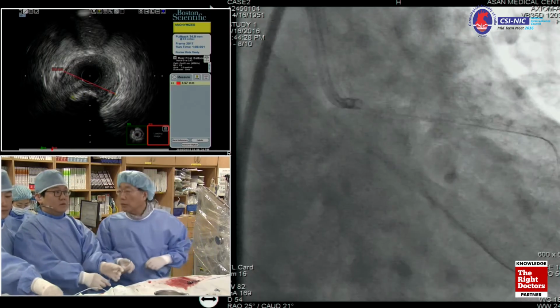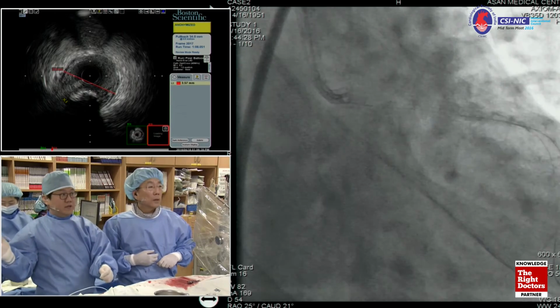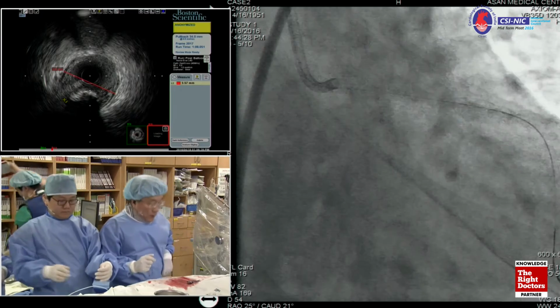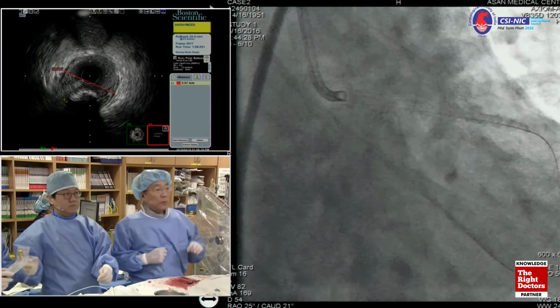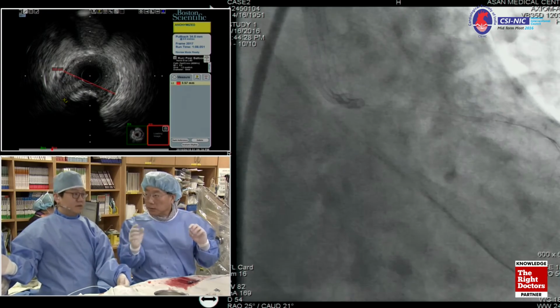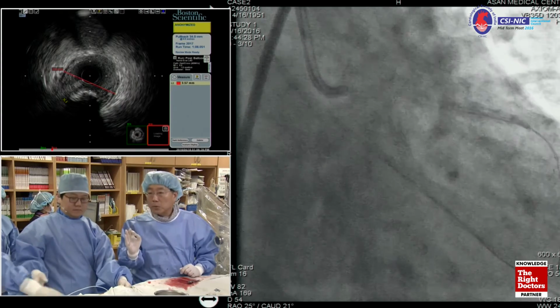Okay. What do you think? 3.5 non-compliant? Yes. Okay. Right. 3.5 non-compliant 20. 20, 15, it's okay. So before, okay, we're gonna try another wire for the circumflex. Why not, right? Yes. So we're gonna do 3.5 non-compliant balloon hyperinflation. Yes.